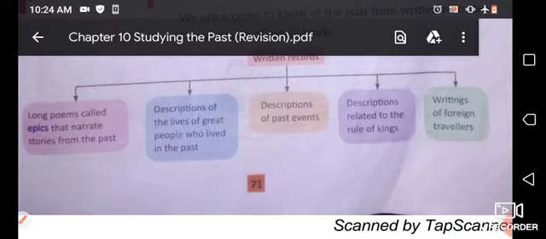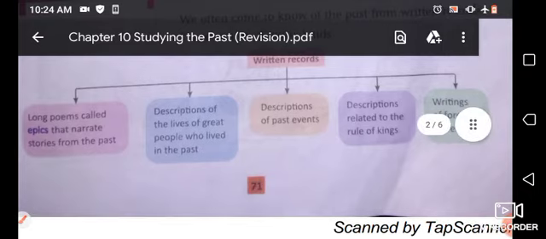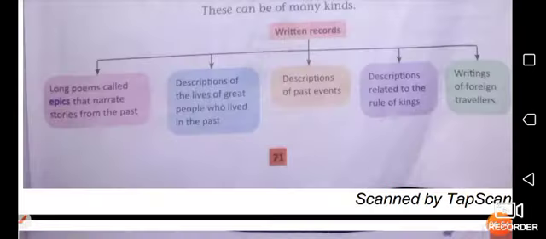And next is objects from the past. So archaeologists are experts who dig the ground, and they find the objects from the past, and we come to know about how the people used to live in the past by studying those objects. Okay, so let me show you the picture of an archaeologist.